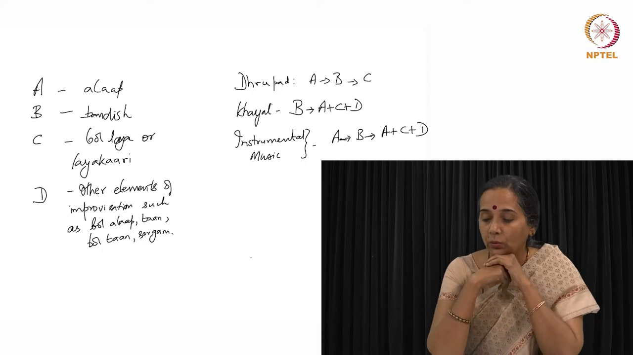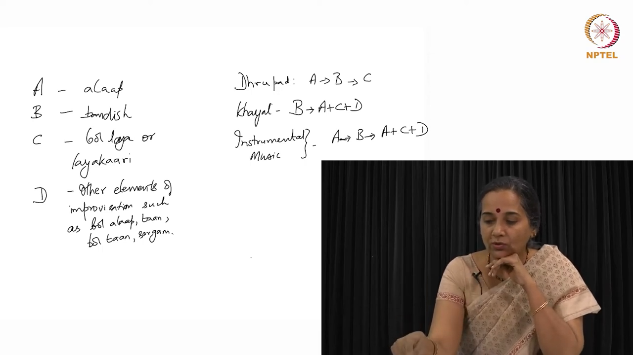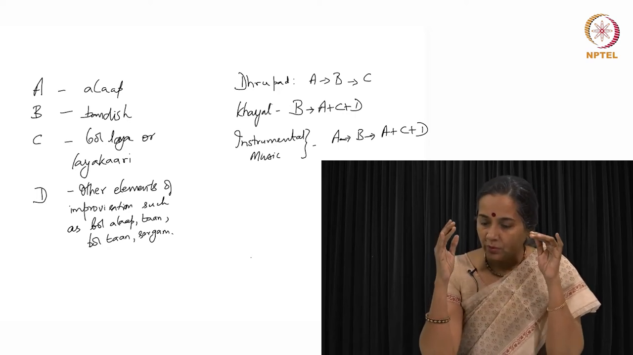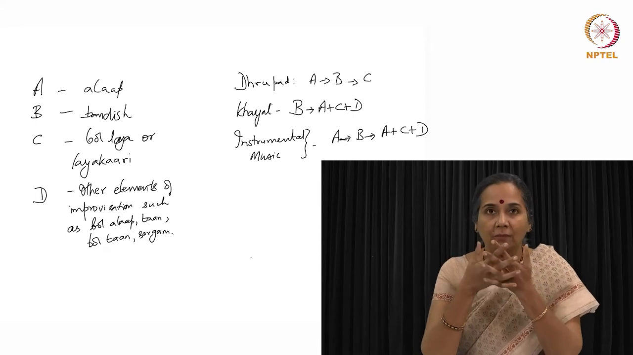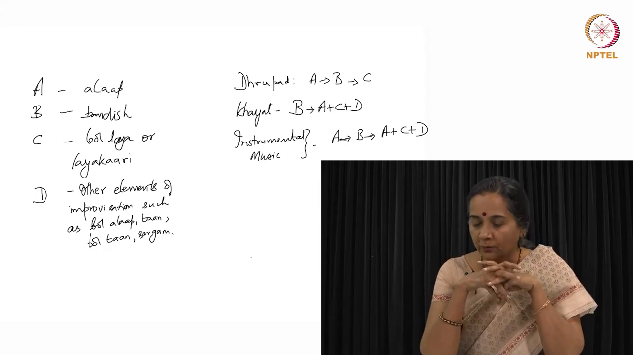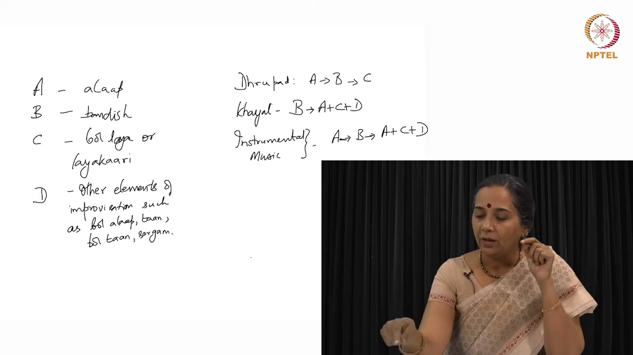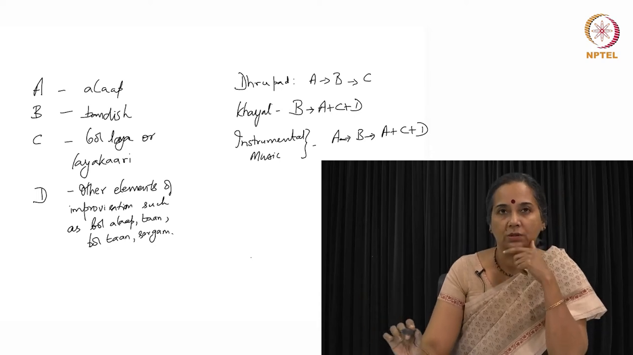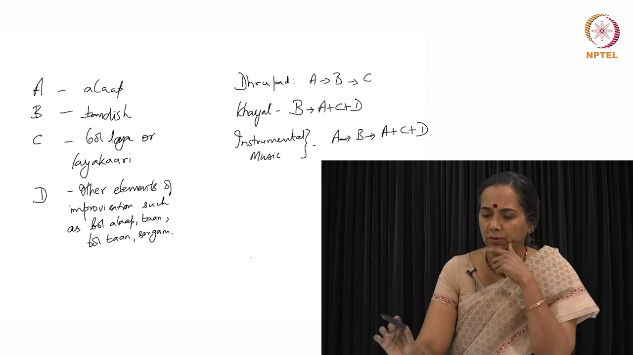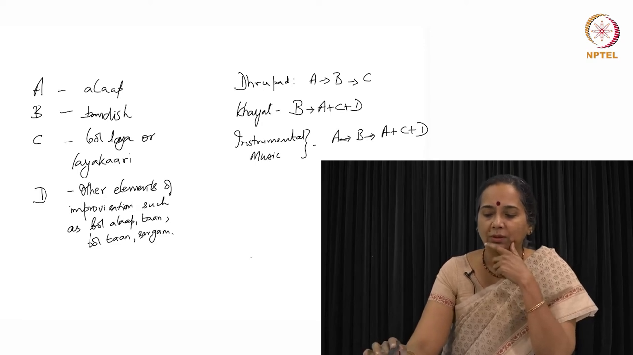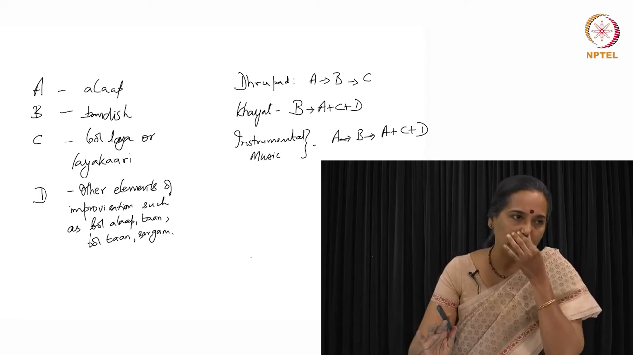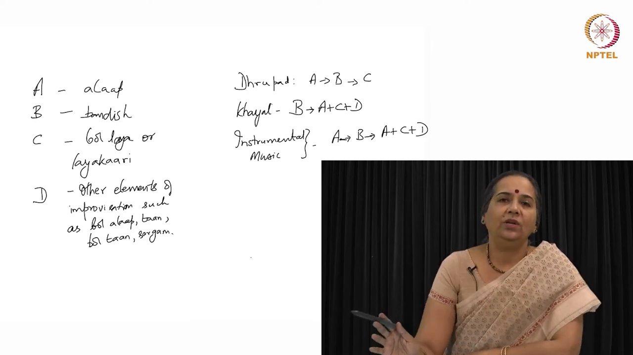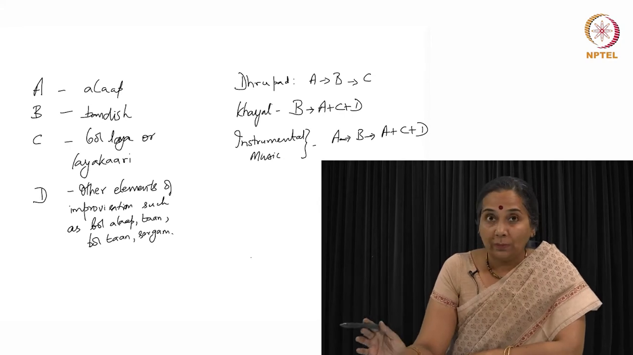Now, in Dhrupad, it progresses like this. First, you have a very extensive alap, and you have already seen the kind of alap that they perform in Dhrupad. After that, it progresses to the bandish, the Dhrupad or the dhamar or whatever it is, and then after that you have bol laya or laykari. That is, using the text of the composition, they perform rhythmic variations and rhythmic play.